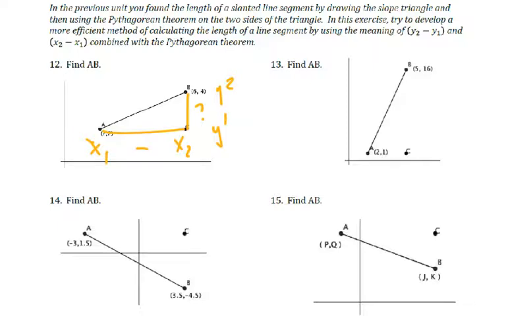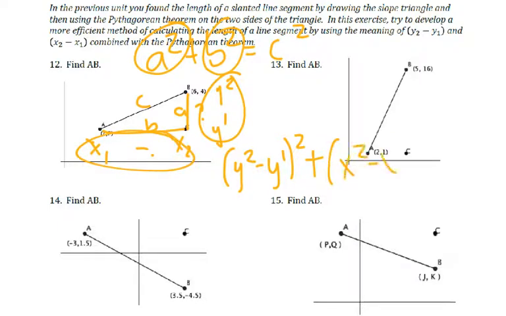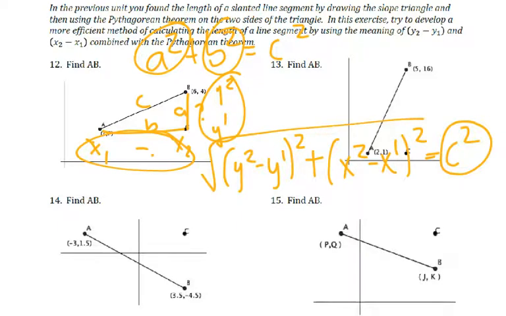So the idea here is if this is like a and b and c, Pythagorean theorem right here, I kind of want you to see that a is like this. So I could go y2 minus y1 squared and add, and b is like the x's, so x2 minus x1 squared would equal c squared. Then realizing this, we're going to have to take the square root of that whole thing.